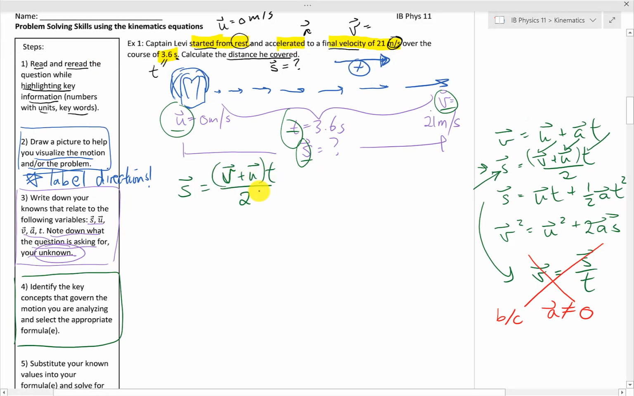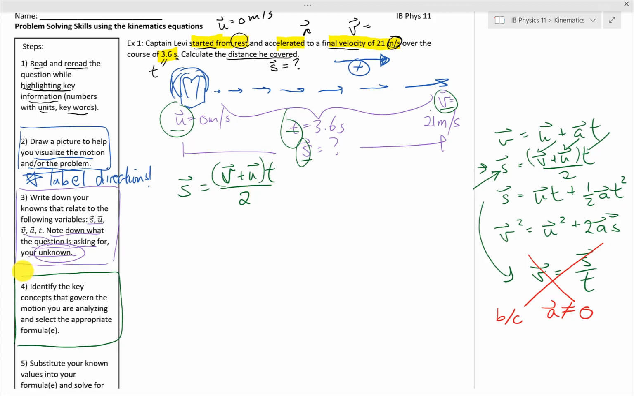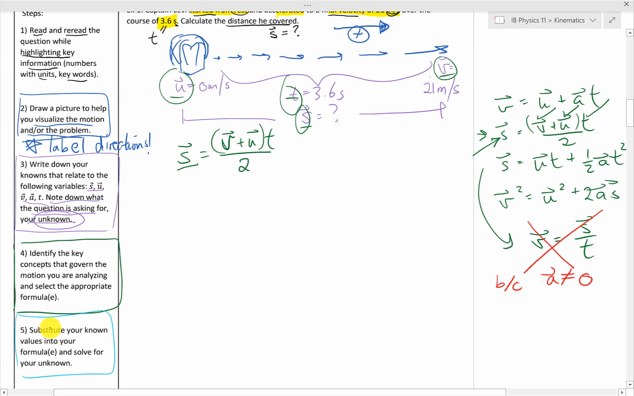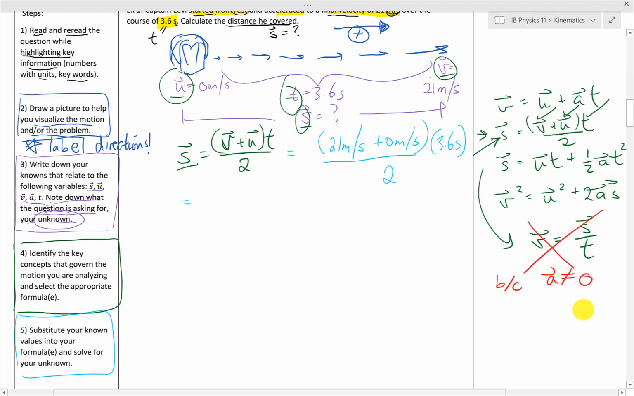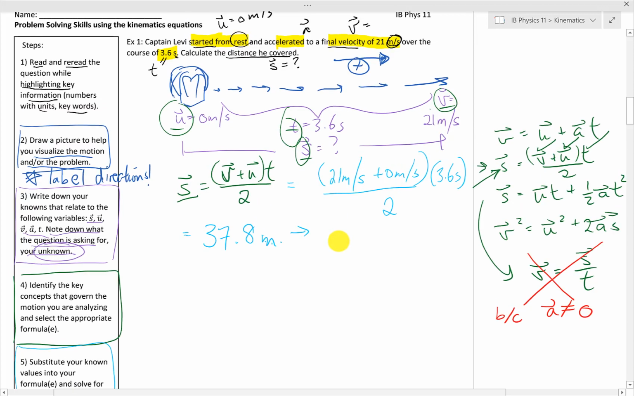Let's write this down. Now, you're very lucky in this problem because you don't have to rearrange for anything. You can just substitute in the values and solve for your displacement. So let's do that right now. So that's step 5 over here, substituting your known values in your formulae. Putting this in our calculator, we get 37.8 meters, which we will need to round to 2 significant figures based on this problem, because everything was 2 sig figs. So 38 meters in the positive direction.